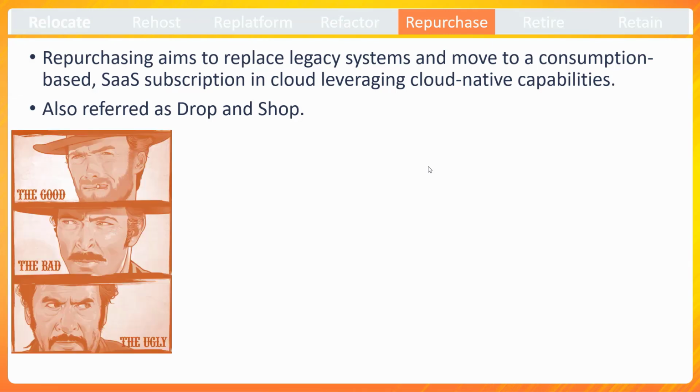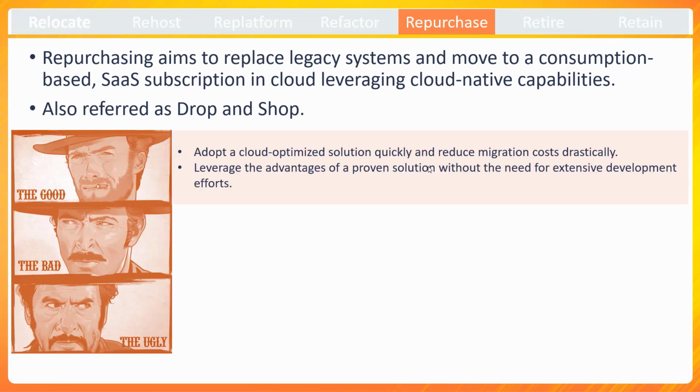Let's talk about the three aspects of repurchase. The good part about repurchase is that we adopt a cloud-optimized solution quickly and reduce migration cost drastically. We were doing all our information gathering of customers in a CRM on-prem, and now we say, okay, we don't want to migrate that old legacy system. Let's just port data from there to a new CRM like Salesforce, and let's get started from there.